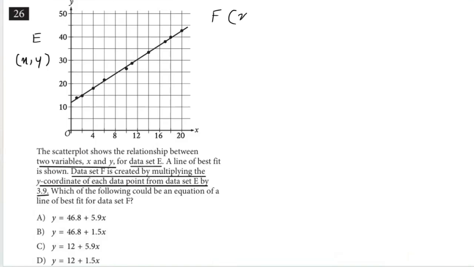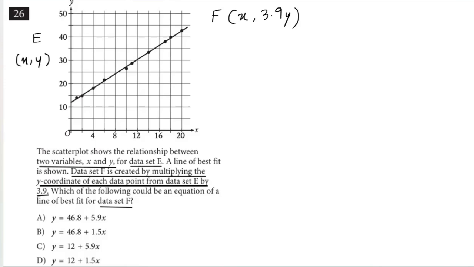isn't shown, the coordinate will look like x and 3.9y. That's the key idea of the question. Which of the following could be an equation of a line of best fit for data set F? So we can see some lines of best fit.